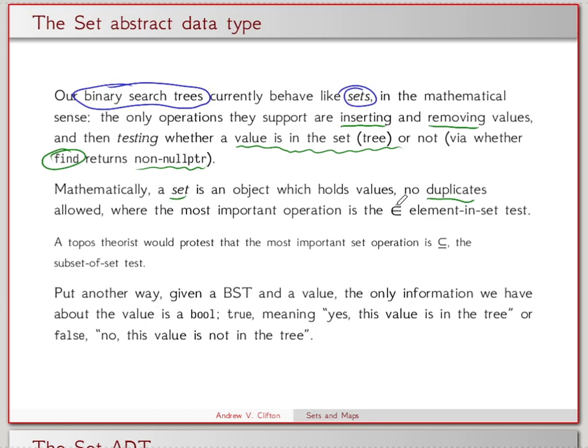The most important operation is drawn like this in math, and it's the is this element a member of this set operation. It's a true-false kind of thing. You can ignore this part here, that's for math nerds. Put another way, if you have a binary search tree and a key, not a value, since we're going to use the word value for something different, the only information we get is true or false. True is yes, this key is in the tree, and false is no, this key is not in the tree. That's all we get out of it.